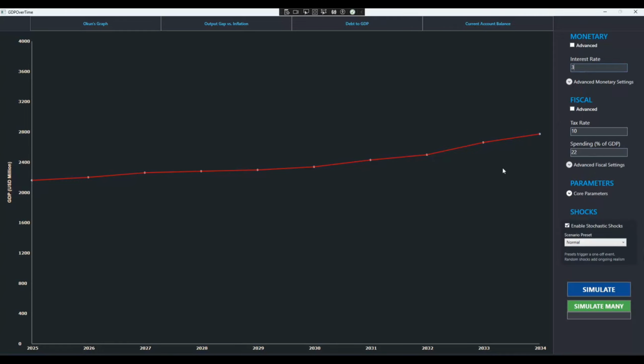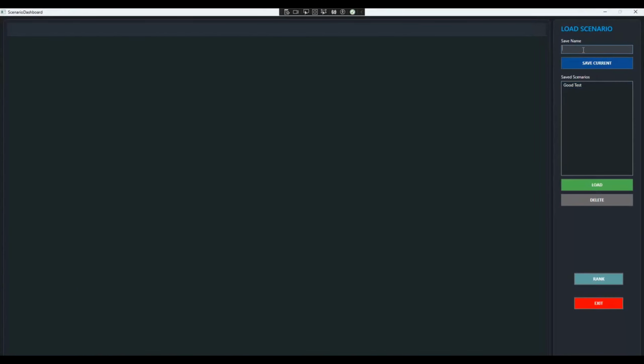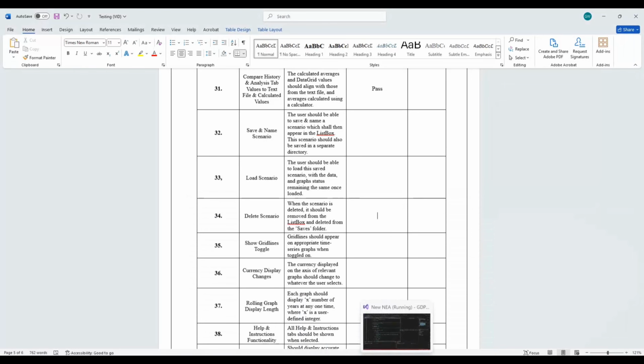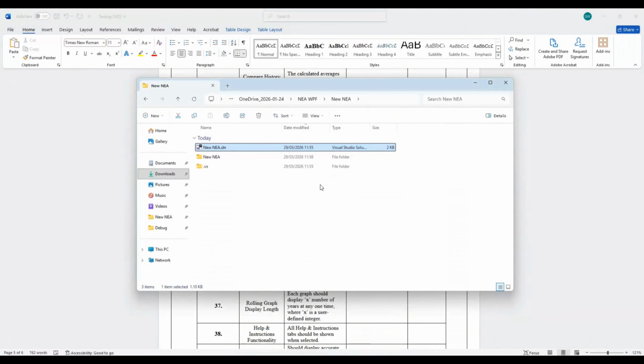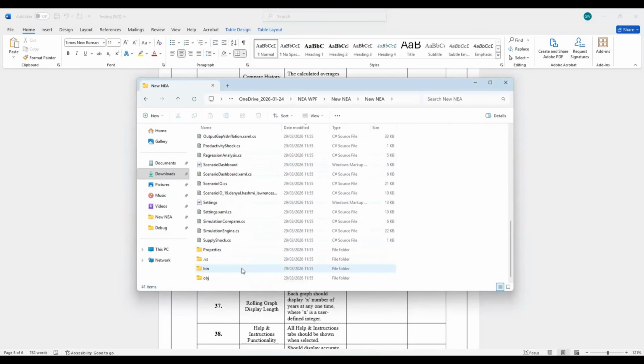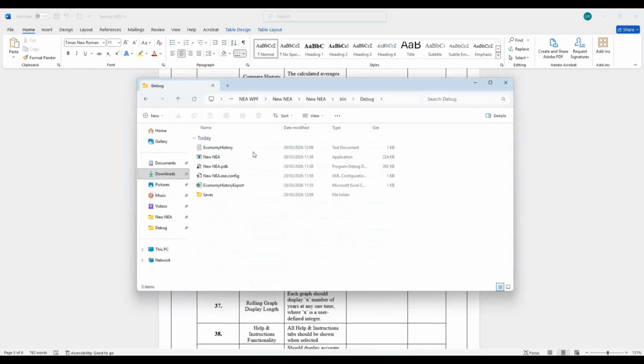Now we'll create another test. So if we reset, we'll just simulate 3 years, save this, call it delete test, and save. And we can see that delete test is saved in a directory. So if we go to the bin and we go to debug file, you can see delete test has been saved.